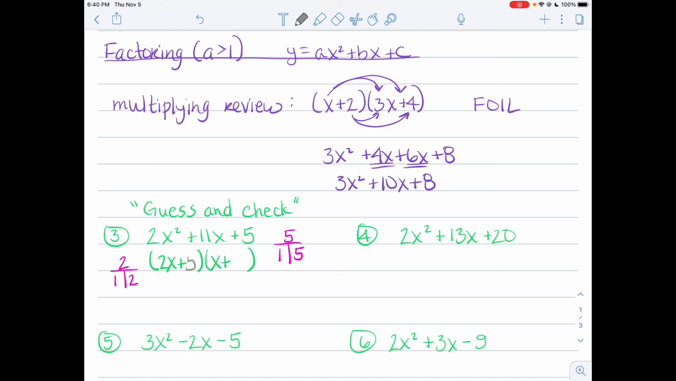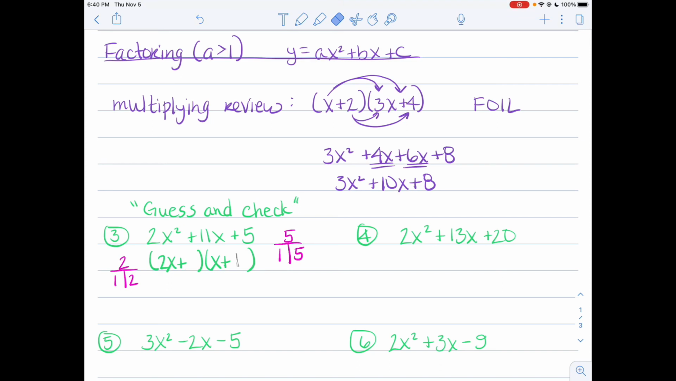So if I decide to put the 5 first and then the 1, notice that multiplying 5 times x gives me 5x, multiplying 2x times 1 gives me 2x, 5x plus 2x is 7x. That's not what I want. I want 11x. So I need to try the other direction.